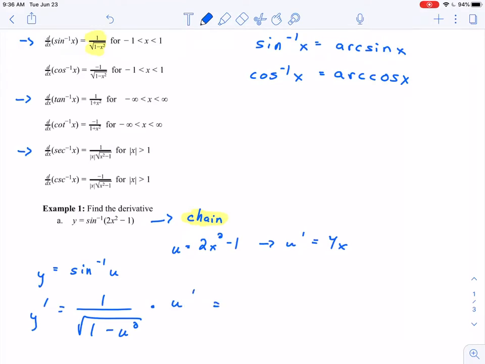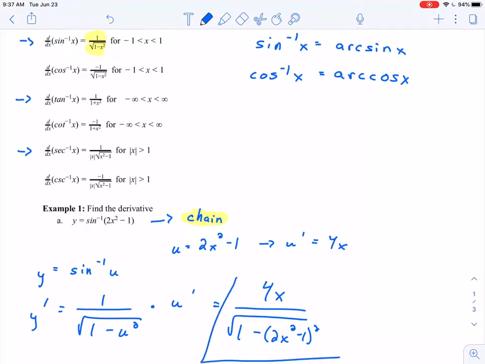So we have our derivative, but it's in terms of u. We want it in terms of x. So we're just going to take our u and our u prime and plug that back in. Let's write that as 1 divided by square root of 1 minus the quantity 2x squared minus 1, squared, times u prime, which is 4x. You could leave your answer like that, but I think it's a lot cleaner if you bump that 4x up to the numerator and say 4x divided by square root of 1 minus the quantity 2x squared minus 1, squared.